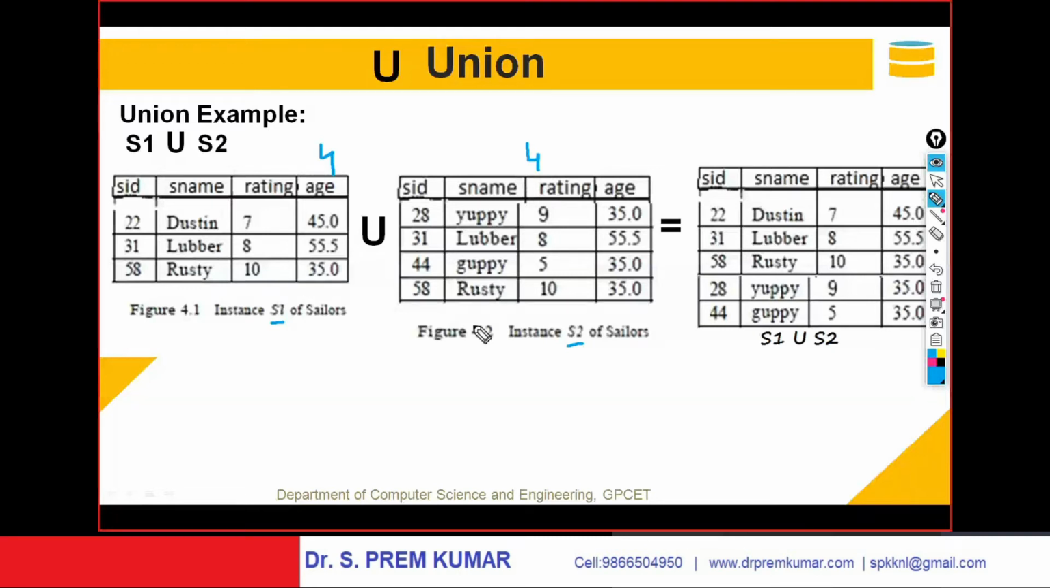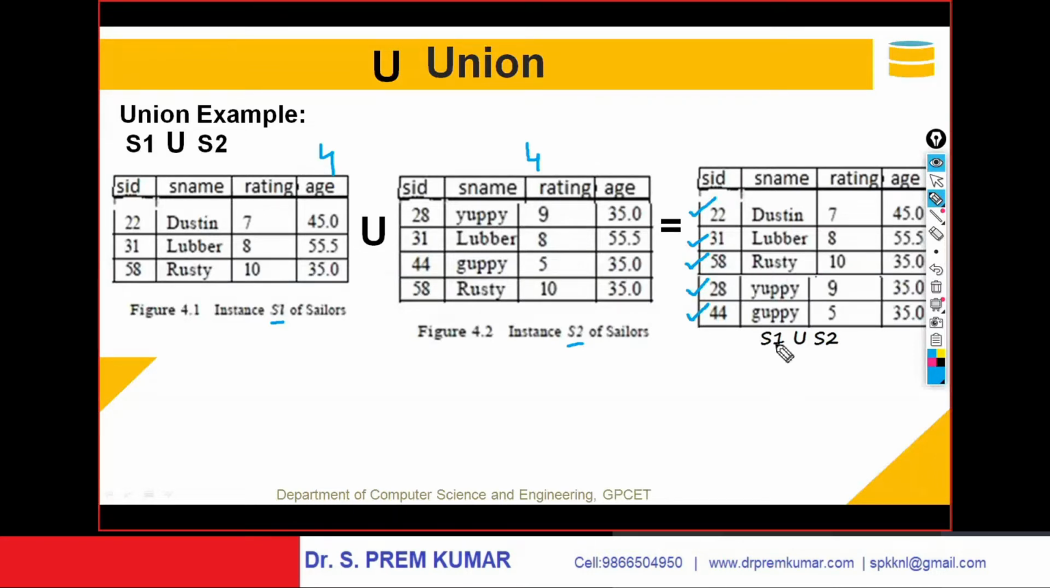Now when you union S1 and S2, you get the rows of the first relation and the rows of the second relation, eliminating duplicates. You observe here 22 Dustin, you got 22 Dustin. 31 Lubber, you got 31 Lubber. 58 Rusty, 58 Rusty. 28 UP, you got 28 UP. 31 Lubber is already there, we already got the data 31 Lubber, and hence you will not get it again. 44 Guppy, so you got 44 Guppy. 58 Rusty is already there.